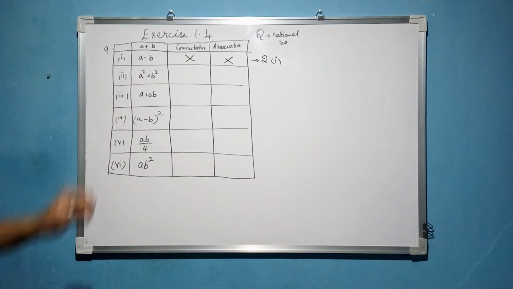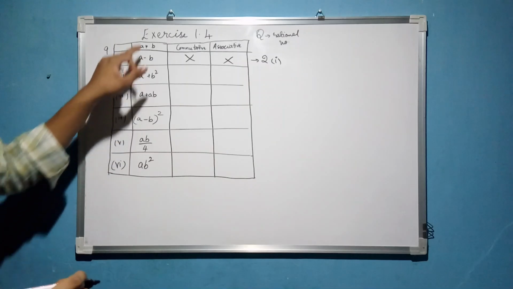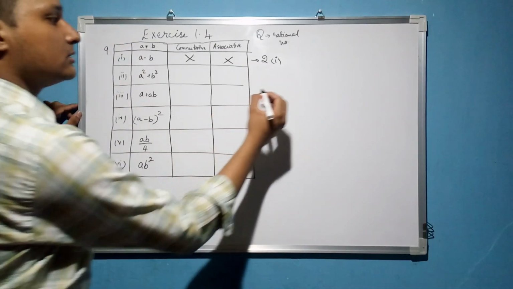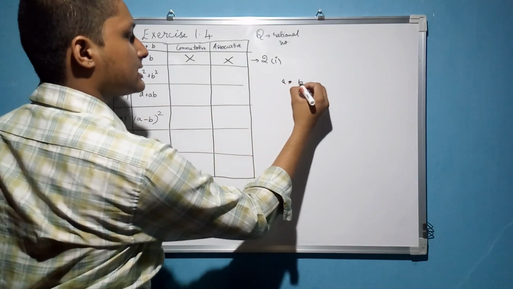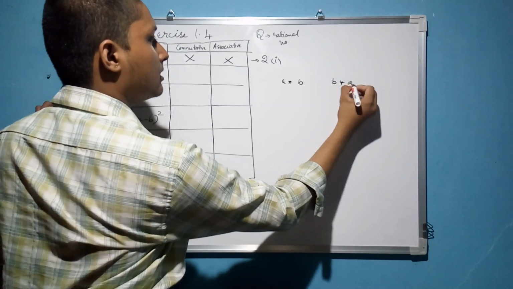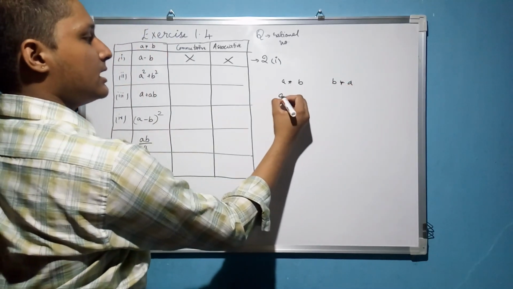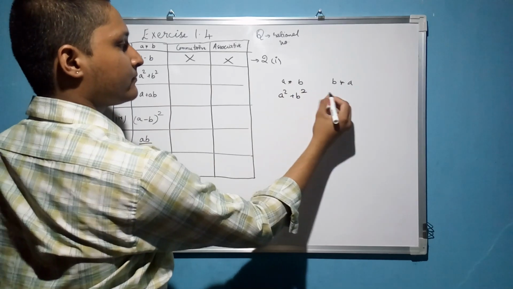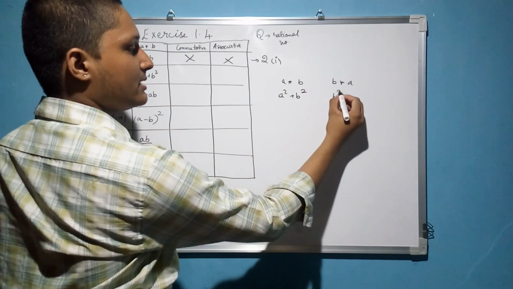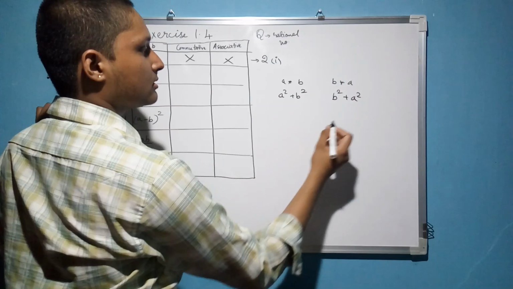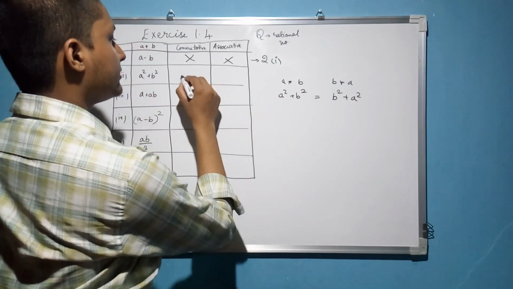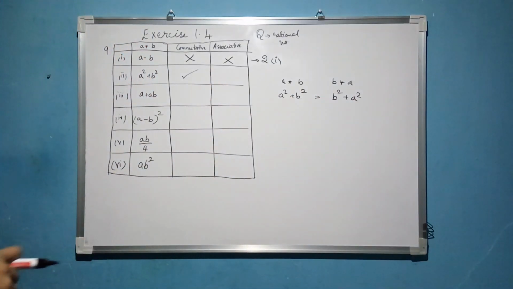This is a square plus b square. A square plus b square stands for the operation here. So if it is commutative, a star b and b star a should be equal. What is a star b comes to be a square plus b square. What is b star a comes to be b square plus a square. Both are equal, therefore it is commutative.